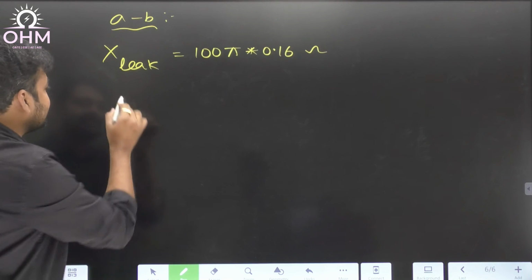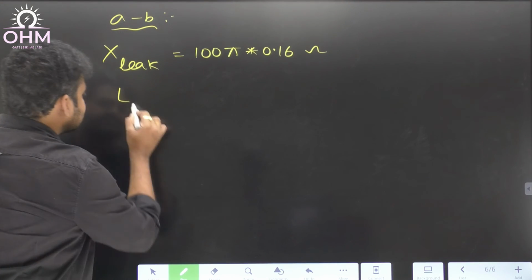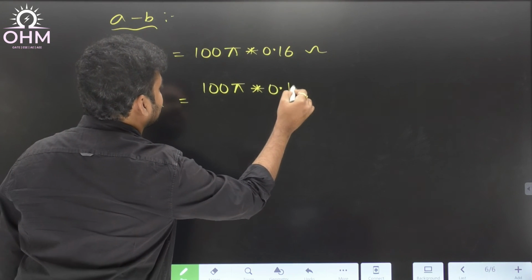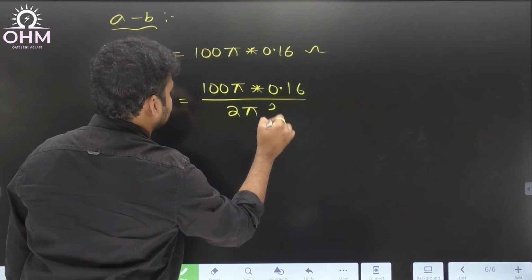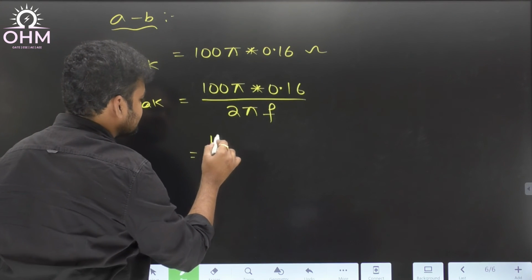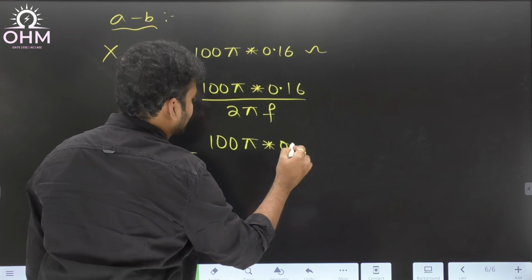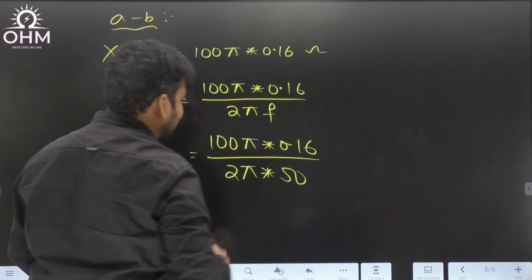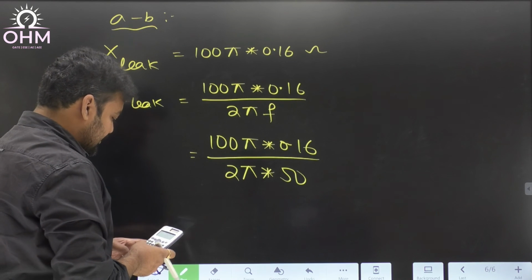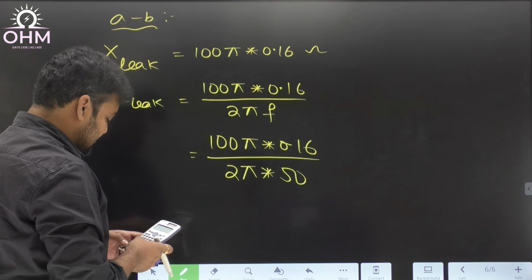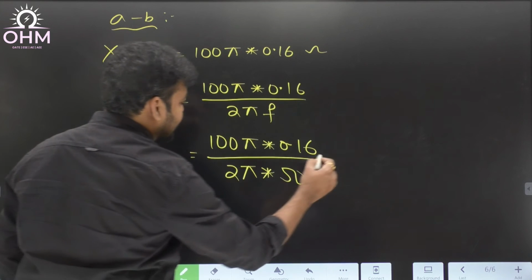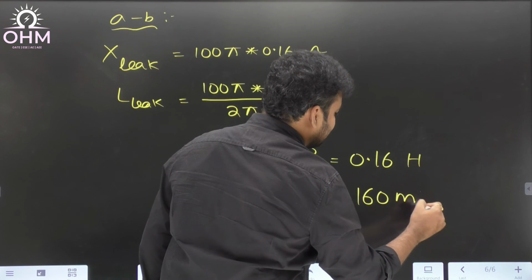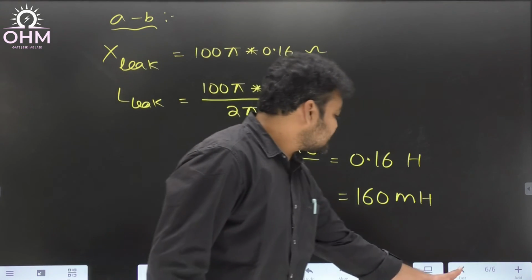But I need the leakage inductance. What will be the leakage inductance? Leakage inductance is equal to reactance divided by 2 pi f, where the frequency is 50 Hz. So it is 100 pi into 0.16 divided by 2 pi into 50. Pi will cancel, and 2 will cancel for 50 times, so it is 50 into 0.16 divided by 50, which is 0.16 henries. Can I say 160 millihenries?